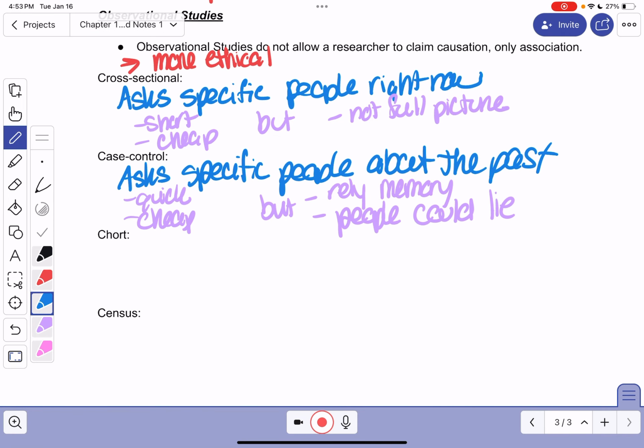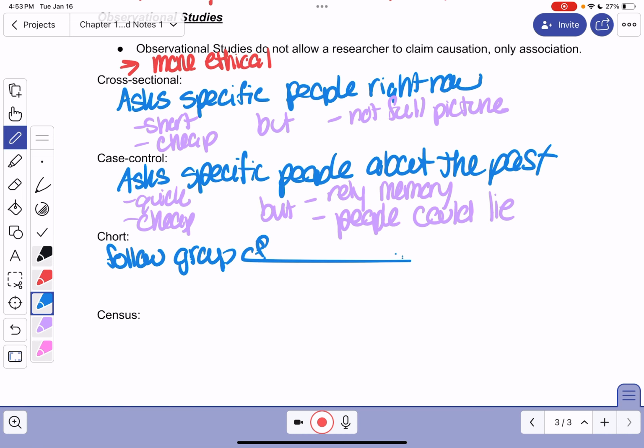So the most powerful observational study is a cohort. You follow a group of people over a long period of time.